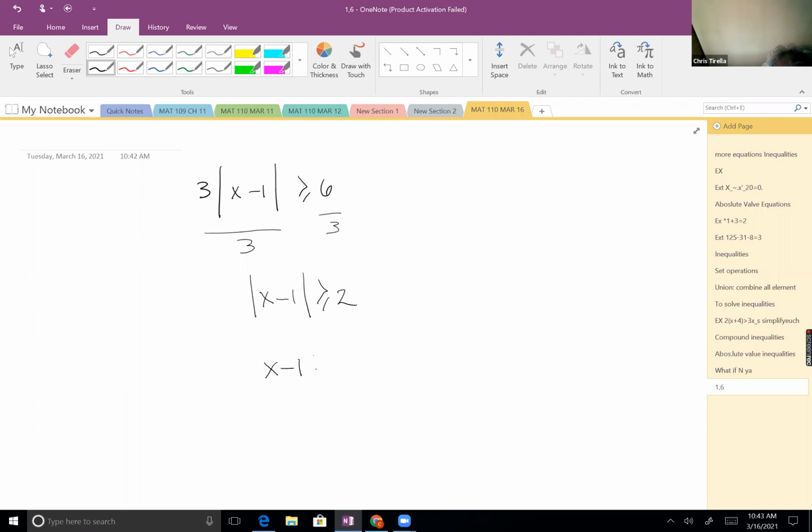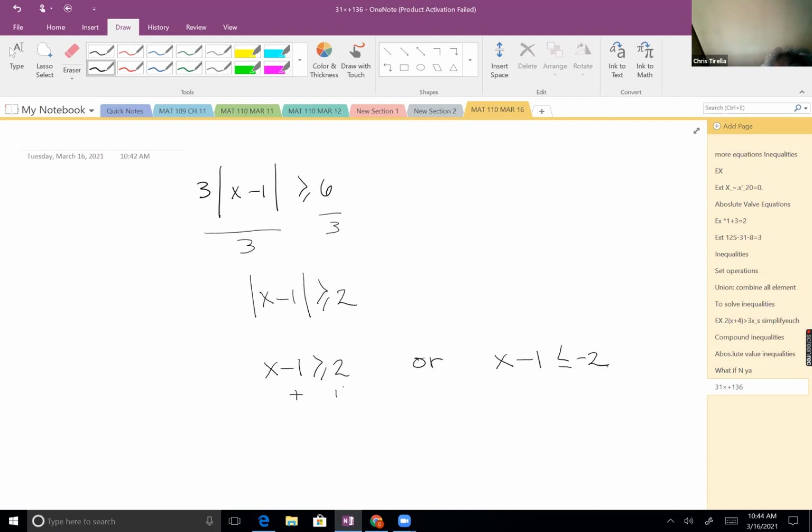X minus 1 is greater than or equal to 2, or x minus 1 is less than or equal to negative 2. Please notice that when I do this, I'm changing the sign on the side of the inequality that did not include the absolute value. What was within the absolute value bars remains the same.